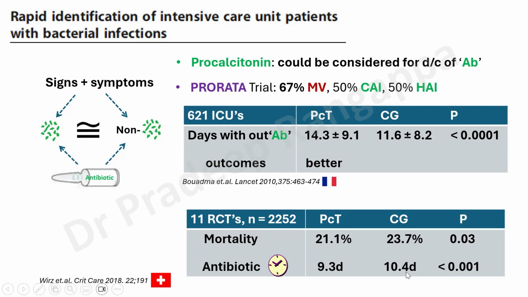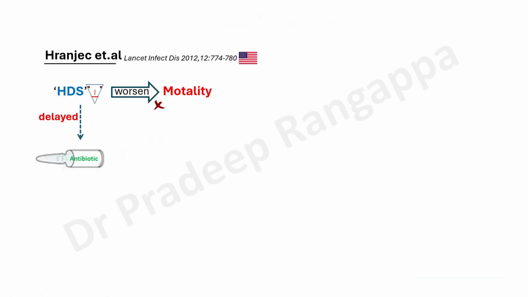So basically, these two trials, and there are multiple trials which have time and again shown procalcitonin can be a useful adjunct to try and stop and de-escalate antibiotics and not to indiscriminately continue once you are reasonably ascertained that there is no obvious infection.